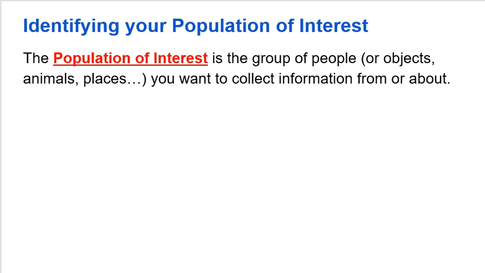The population of interest is the group of people or objects, animals, places, whatever it is, you want to collect information from or about, right? You can't just blindly start collecting data from people that don't matter to you. You need to first identify who is the group of individuals that you care about, and that's where you need to go and collect your data. So we call that the population of interest.